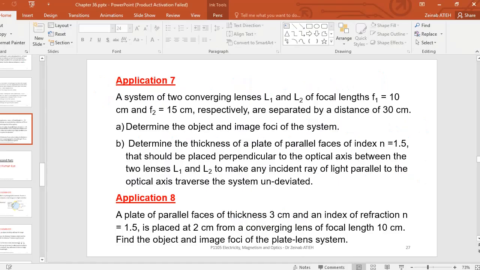Now problem 8, the last problem for lenses. A plate of parallel faces of thickness 3 centimeter and an index of refraction n equals 1.5 is placed at 2 centimeters from a converging lens of focal length 10 centimeter. Find the object and the image foci of the plane lens system. We have to find the image focus and the object focus of the system that we have.